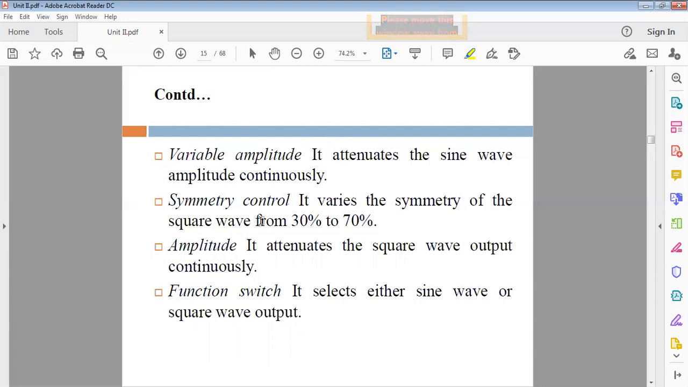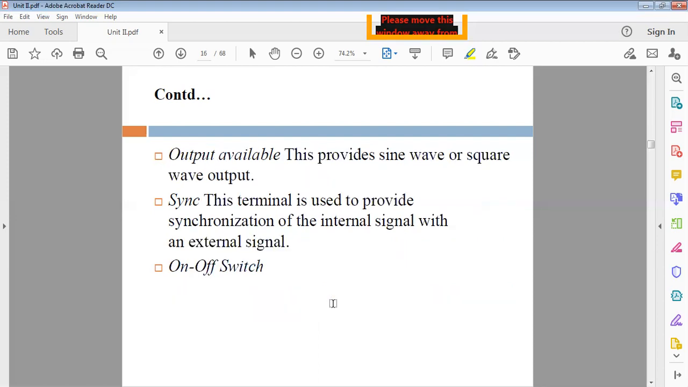Next, we also have a symmetric control knob. It is used for changing the duty cycle of the respective waveform, which will be varied from 30% to 70%. Next, we also have an amplitude knob. This is used for varying the amplitude of the square wave output. Next, we have a functional switch, which is used for selecting either sine wave or square wave output.